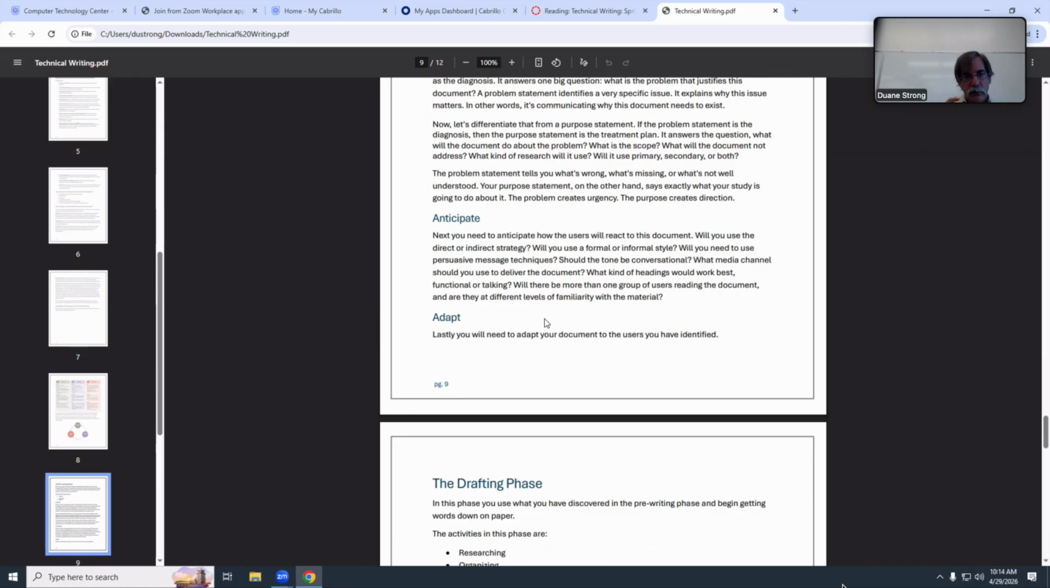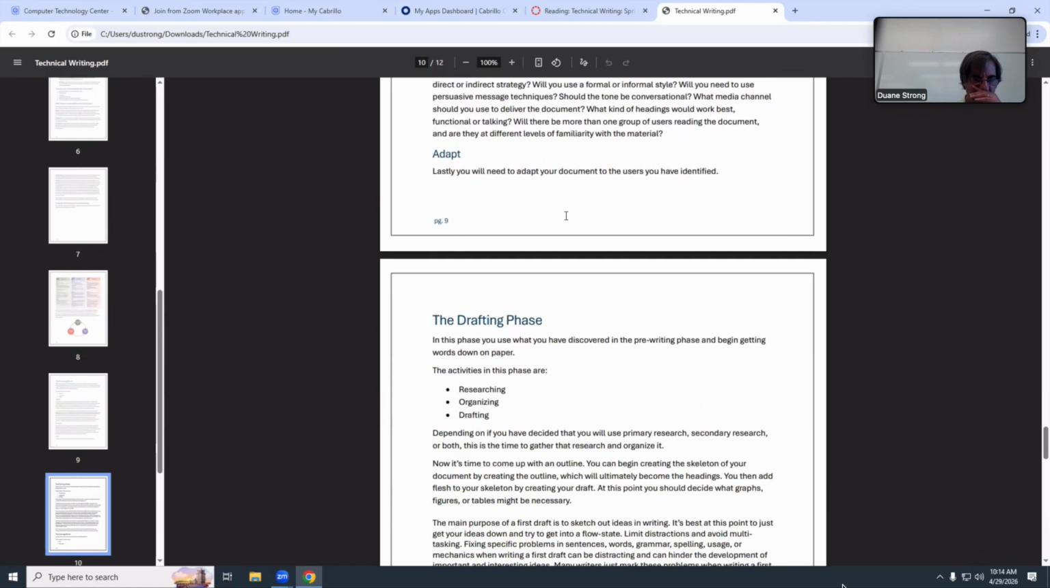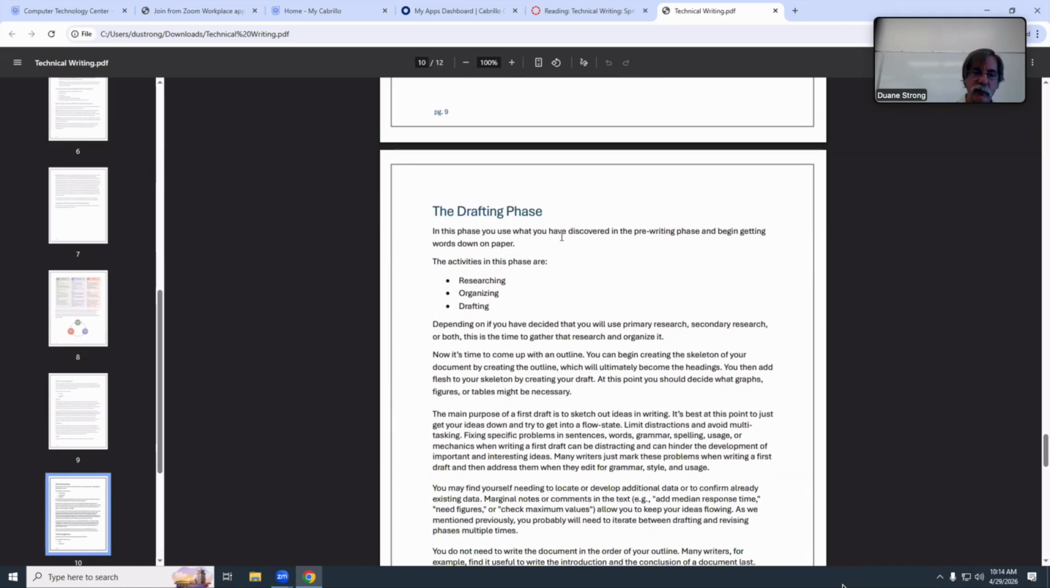Okay, so once you've done those two activities, the last one you do in this phase is you adapt. You use all that information and you adapt your document to the users you've identified, right? But you haven't written anything yet. This was just the pre-writing phase. Once that's done, you move into the drafting phase. So this will be us next week.